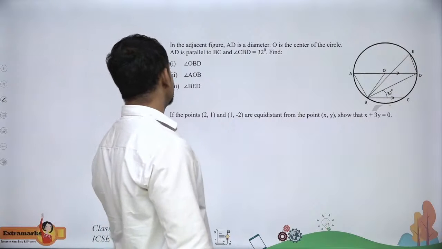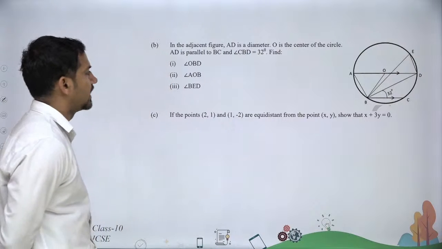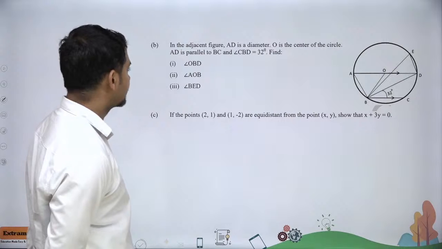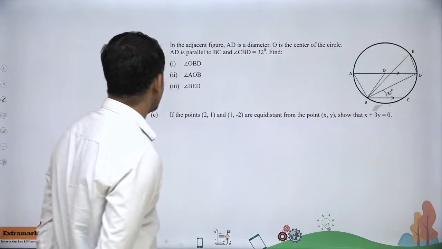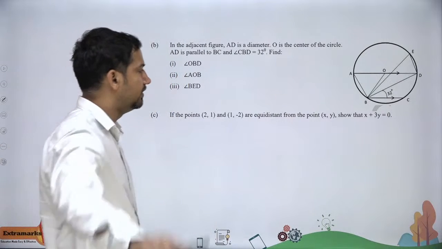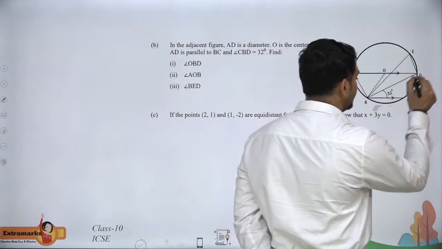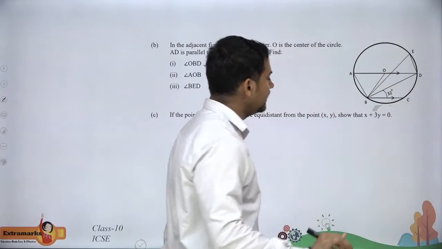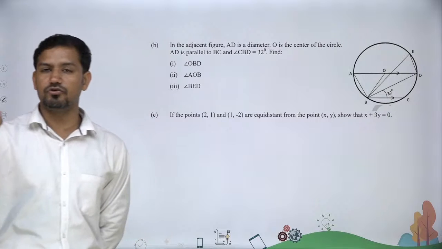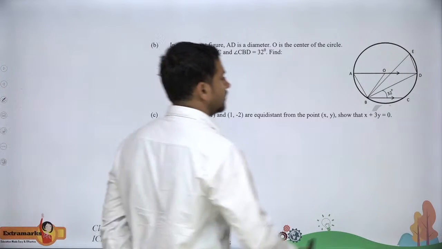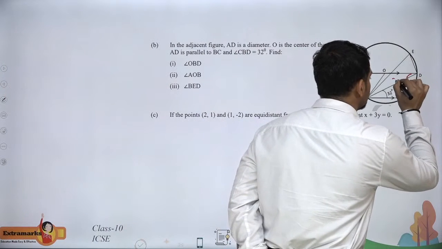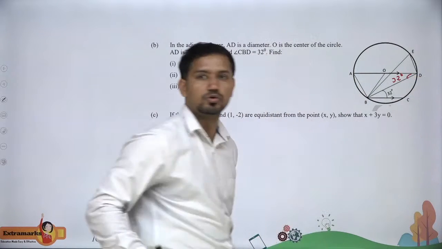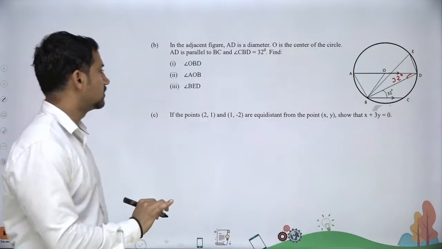Now the next question: in the adjacent figure, AB is a diameter, O is the center of the circle, and AD is parallel to BC. This is the most important line. If AD is parallel to BC, the most important thing to know is that this angle is also an alternate interior angle, so it is also 32 degrees. Yes or no?